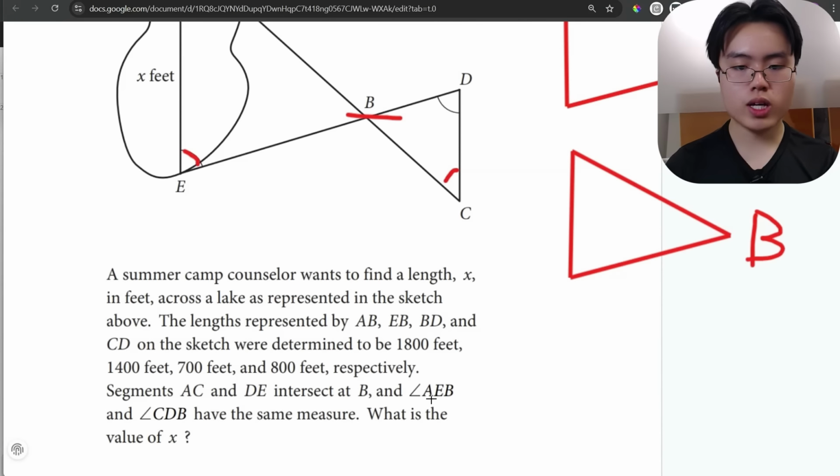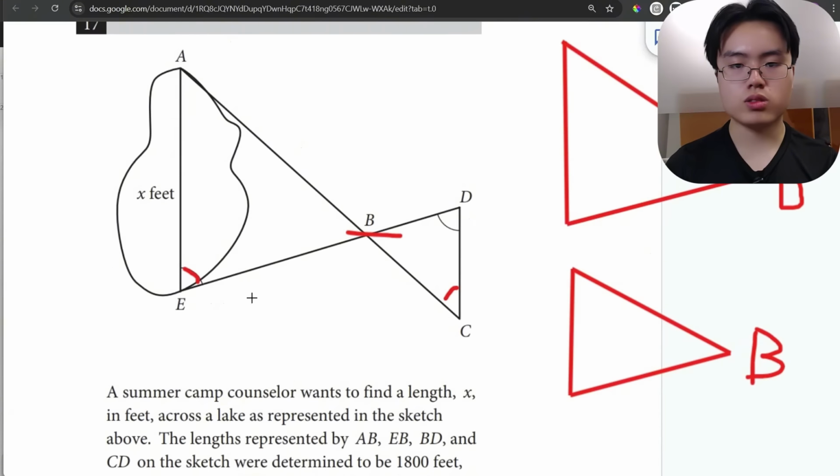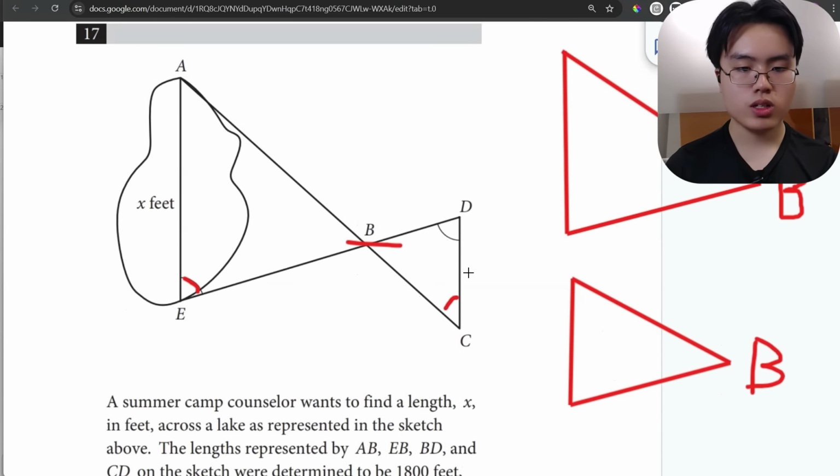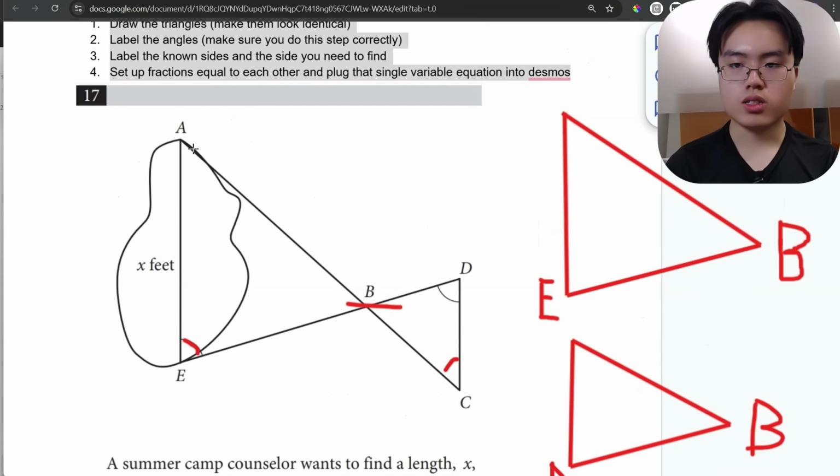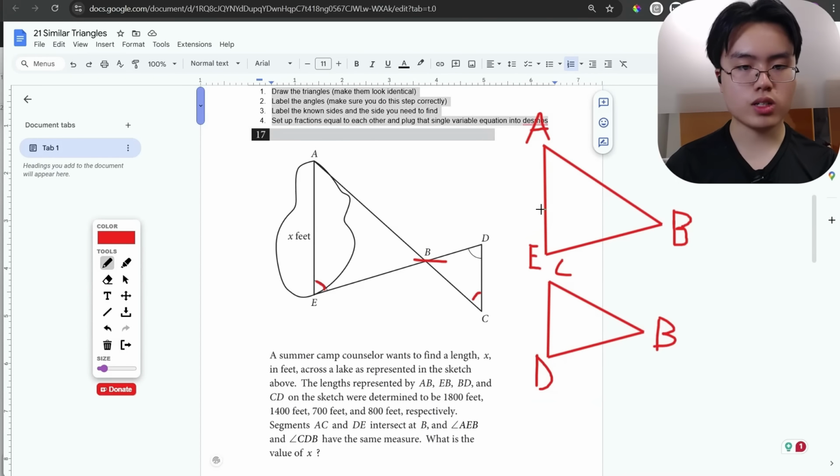And also we're told AEB is the same as CDB, so let's put that in. If this is E, then we know that D is the same as that. You see, this triangle is like this triangle, but it's flipped upside down. A lot of students miss that because they think this similar triangle is easy, but they don't take the time to draw it out and label the angles. Okay, that leaves us with A being the same as C. Okay, so this is the same.